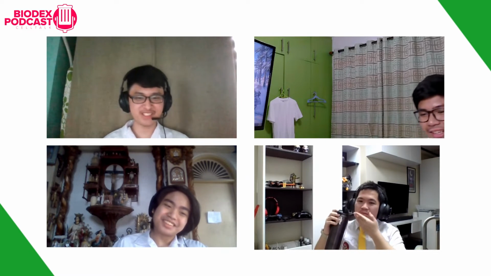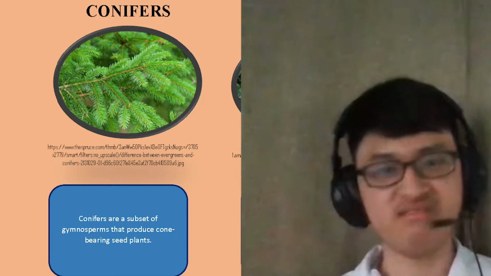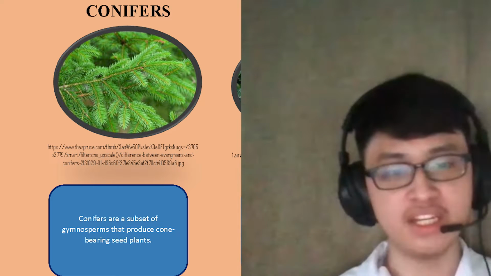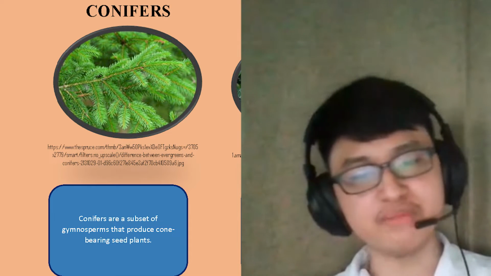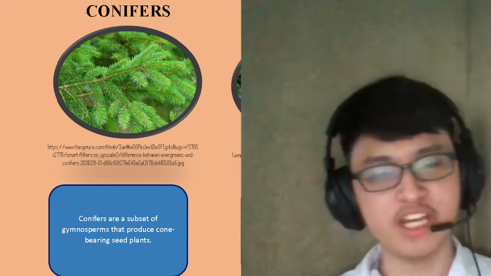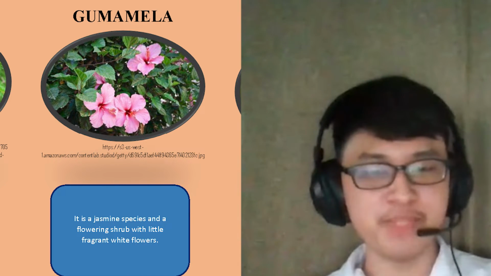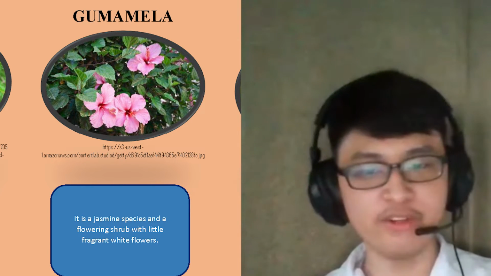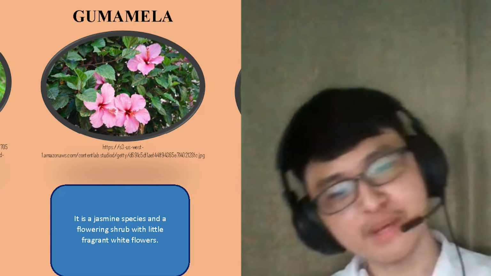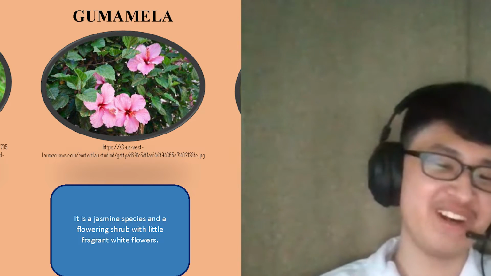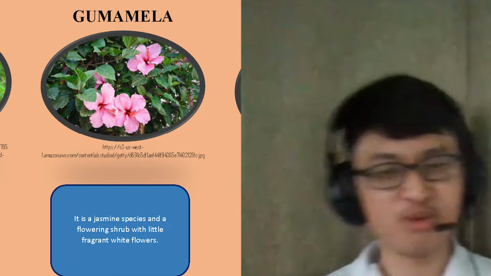With that, here are some organisms that contain plant cells. Conifers, or conifers in British English, a subset of gymnosperms that produce cone-bearing seed plants. Gumamela, a flowering shrub. Jasmine species, a shrub with little fragrant white flowers. Sampaguita, an evergreen shrub with dark green glossy leaves and blooms that grow quickly, too quickly.